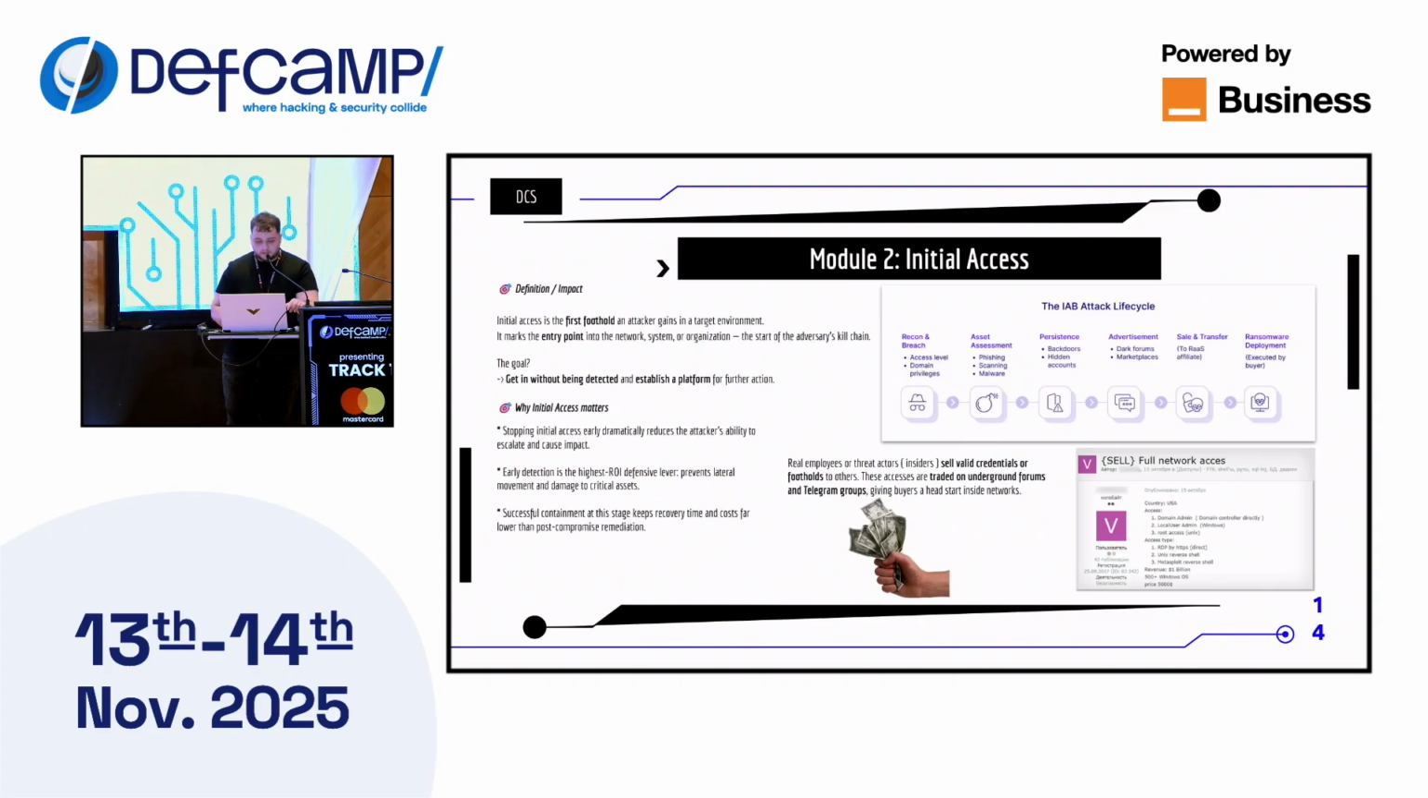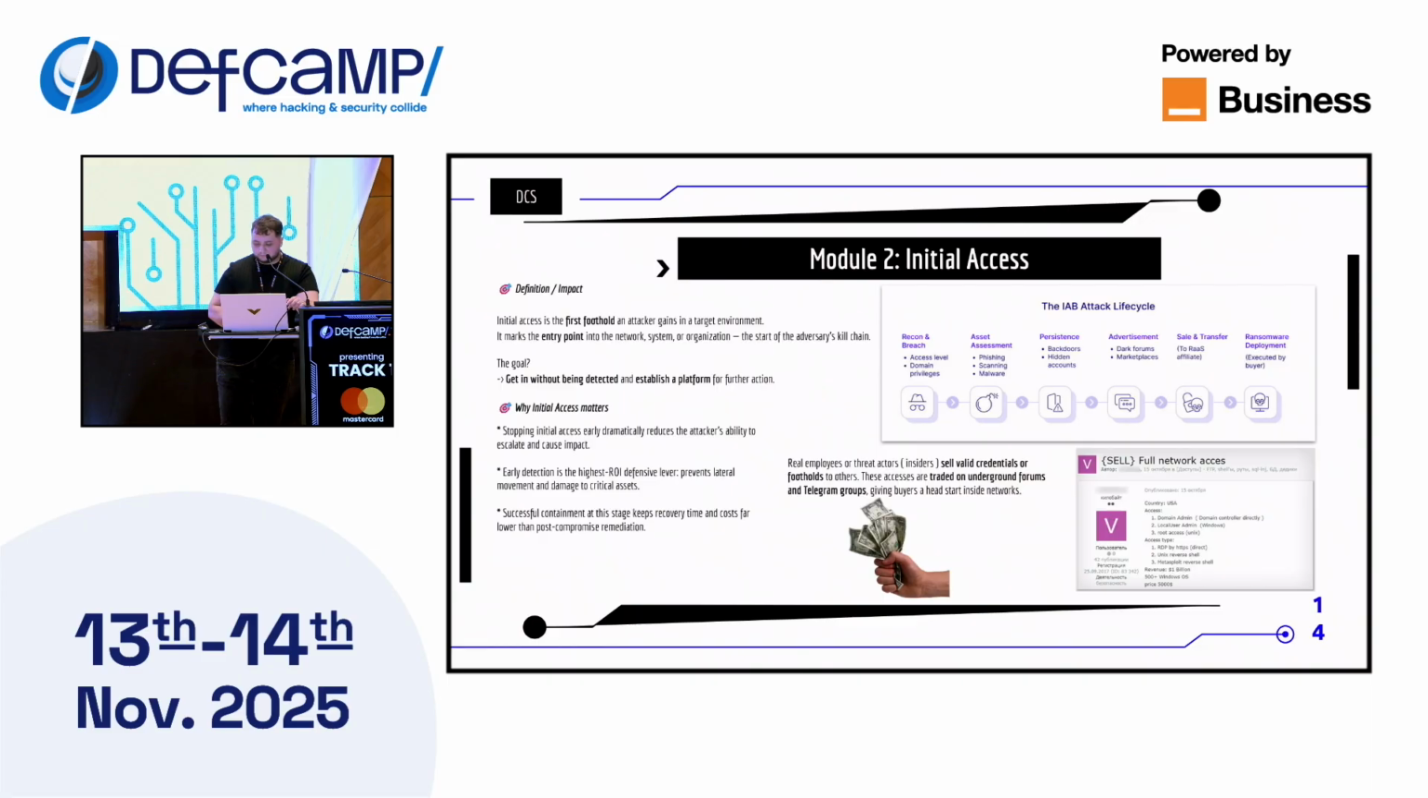The initial access is the first foothold an attacker gains in a target environment. It works pretty simply. They do some recon, eventually breach the organization, put in persistence, and then they advertise this initial access on dark web forums or directly sell it to the ransomware group.